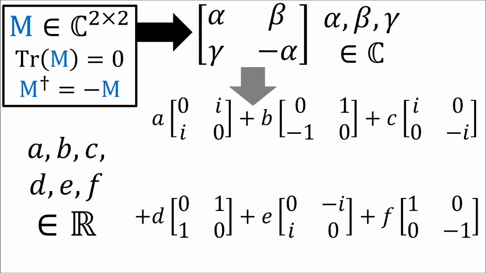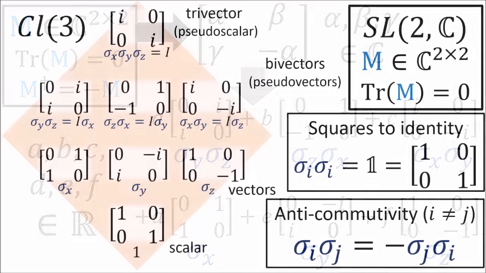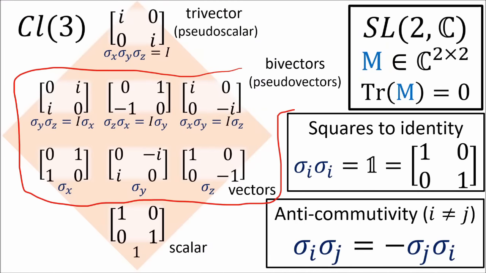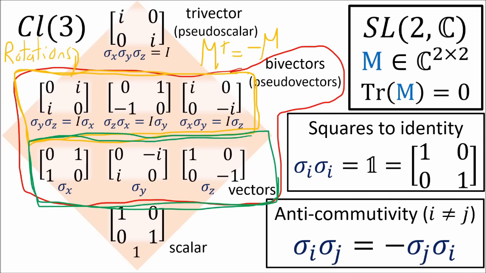These correspond to the 3 bivectors and the 3 vectors in the Clifford algebra Cl3. These 6 matrices form a basis for all 2x2 traceless complex matrices. The bivectors, which are anti-Hermitian, generate the 3 rotations. And the vectors, which are Hermitian, generate the 3 boosts.